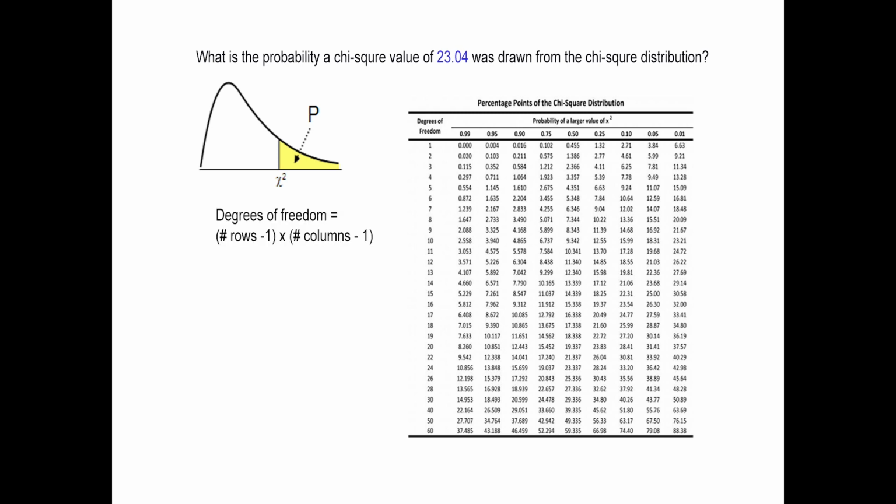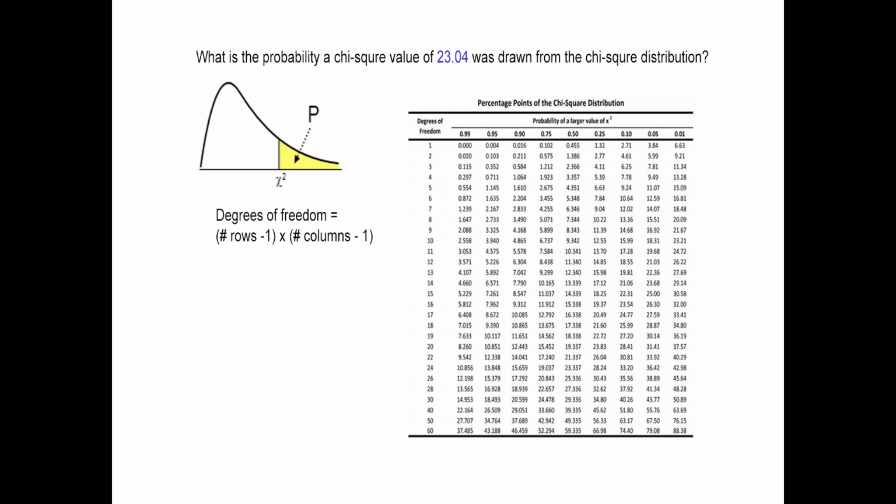So to use this table, you need to first match up your single value from your rows and your columns. You'll see here that the rows are defined by what are called degrees of freedom. Degrees of freedom are calculated by taking your number of rows minus 1 times your number of columns minus 1. Basically, what the degrees of freedom does is it penalizes the probability based on the size of the table, because we know that larger tables will automatically have higher chi-squared values.